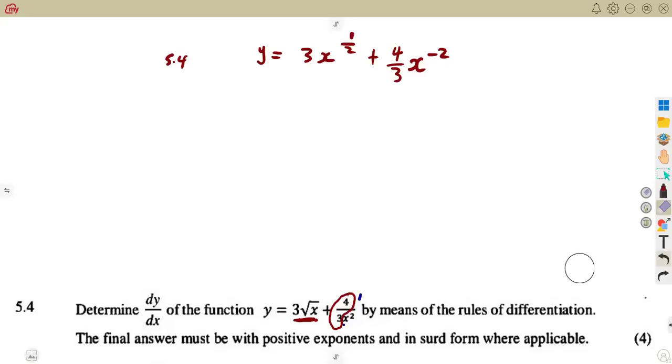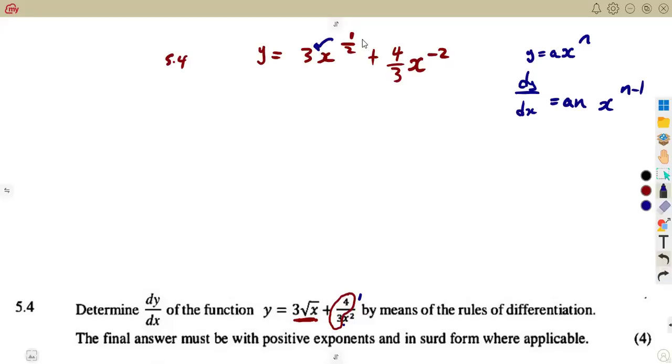We are just rewriting so that we can differentiate. As long as we have x raised to a certain power, we can differentiate, guys. If it is ax to the exponent of n, the derivative of y with respect to x will be: you drop this exponent here, it multiplies, so it will be x to the exponent of n minus 1. You drop the exponent, you subtract 1. That's our derivative, that's dy/dx.